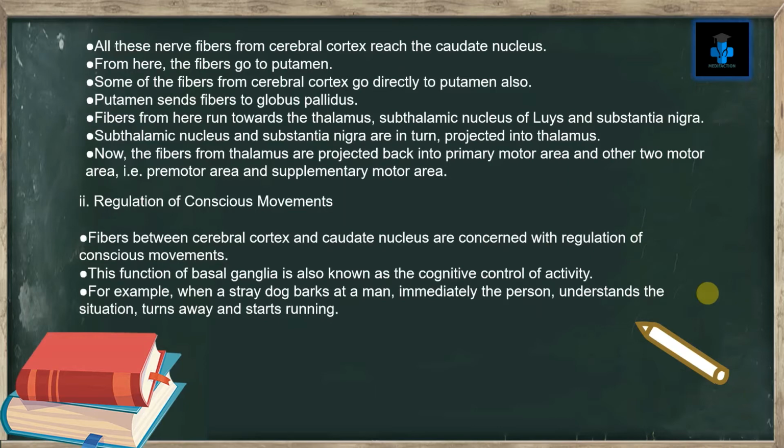Regulation of conscious movements. Fibers between cerebral cortex and caudate nucleus are concerned with regulation of conscious movements. This function of basal ganglia is also known as cognitive control of activity. For example, when a stray dog barks at a man, immediately the person understands the situation, turns away, and starts running.